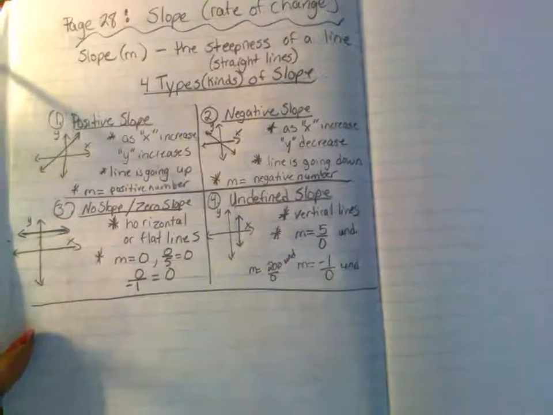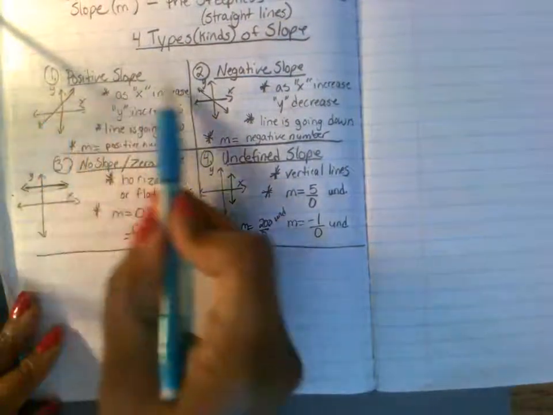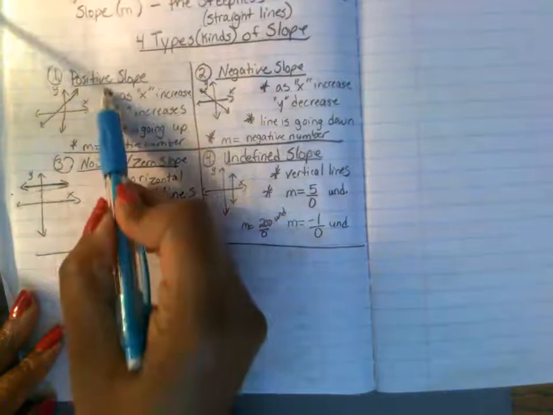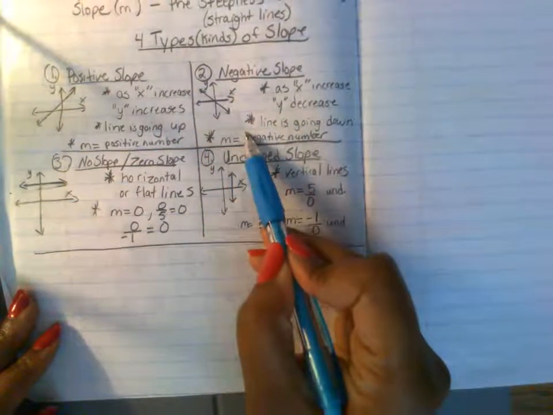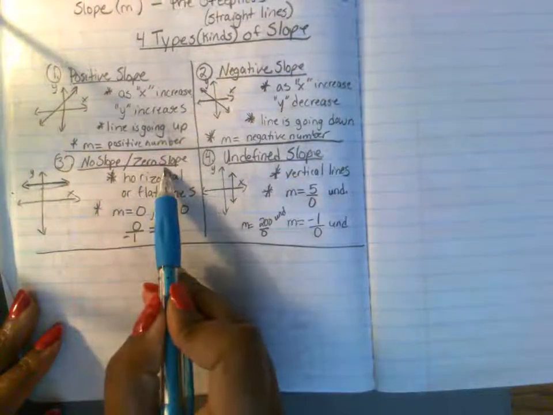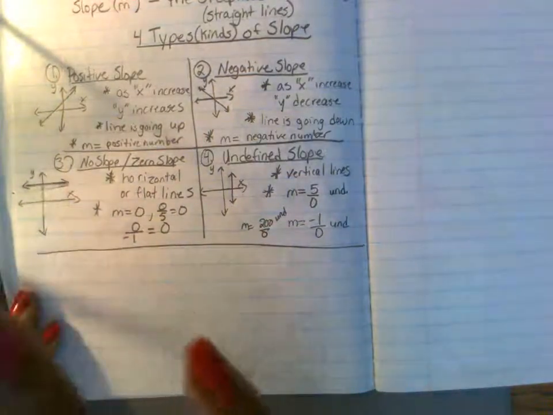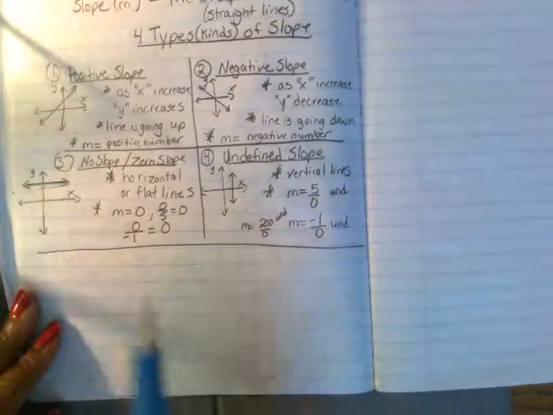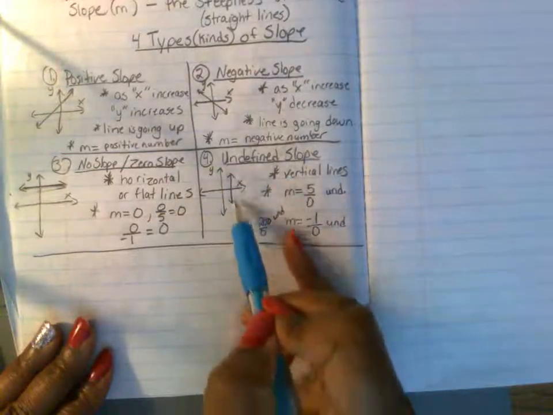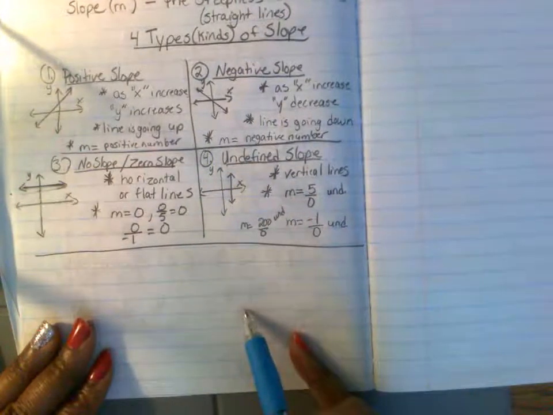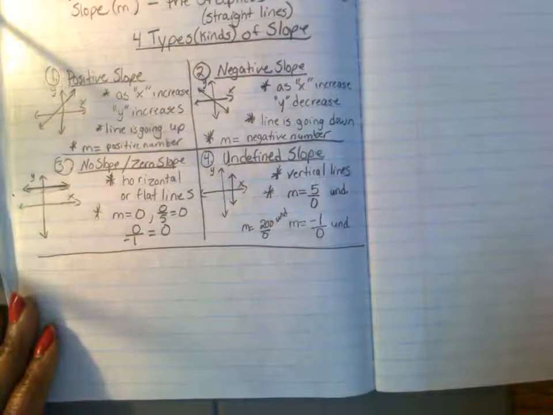All right. Slide this up a little bit. Okay. So again, we have our 4 kinds of slope. Positive slope, a straight line that goes up. Negative slope, a straight line that goes down. No slope or 0 slope is a flat line or a horizontal line, lays flat, no incline to it, no increase or decrease. It's just a flat line. Undefined slope is a line that goes straight up and down. It's a vertical line. So now we're going to write the formulas for calculating slope, okay?